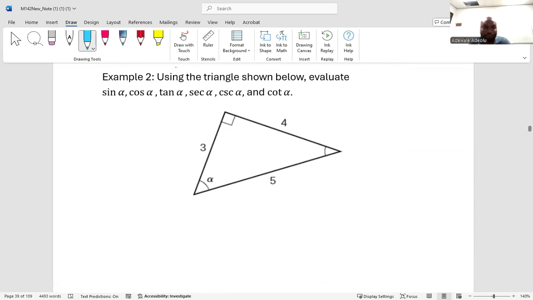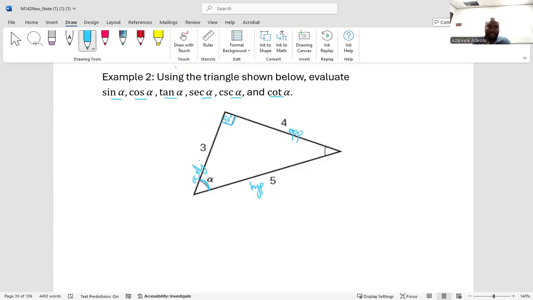Okay, another example. Using the triangle below, evaluate sine of alpha, cosine of alpha, tan of alpha, secant of alpha, cosecant of alpha, and cotangent of alpha. Again, let us label this right triangle. I know it is a right triangle because I have a 90 degree angle here. So this side is the hypotenuse, and this is my angle. This side is the opposite, and this side will be called the adjacent.